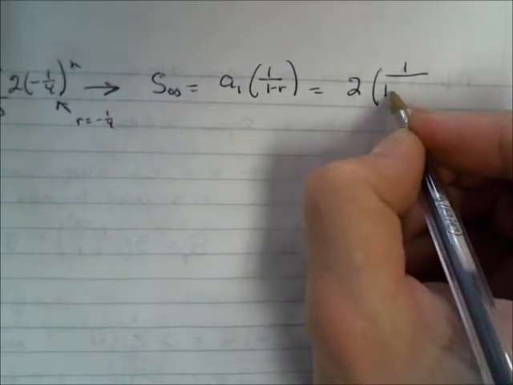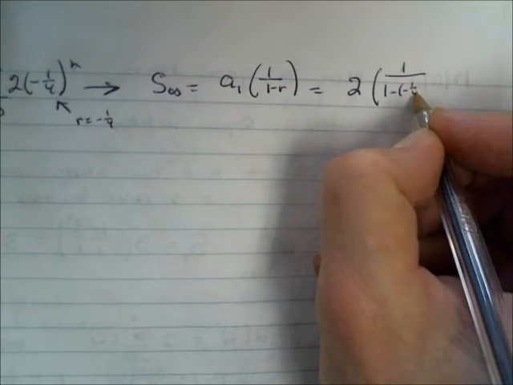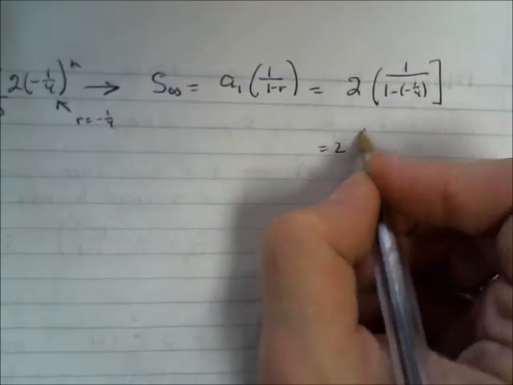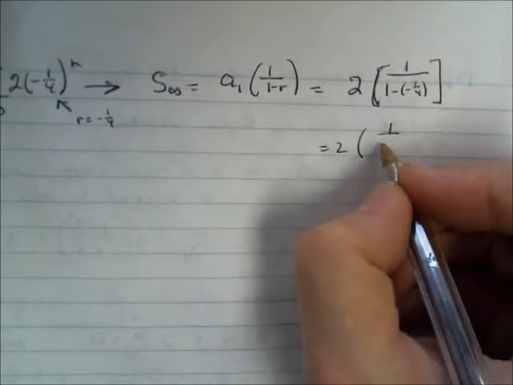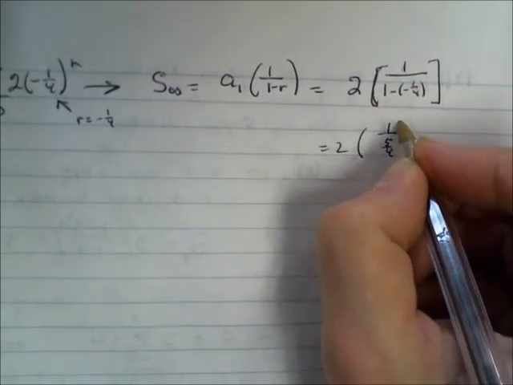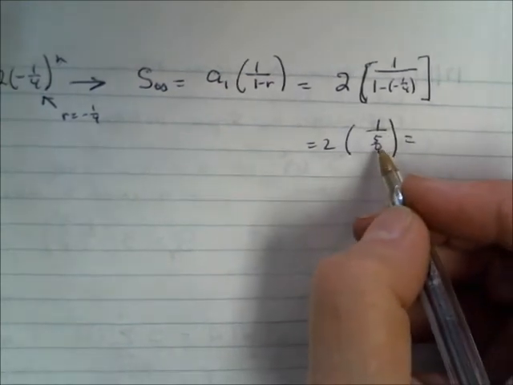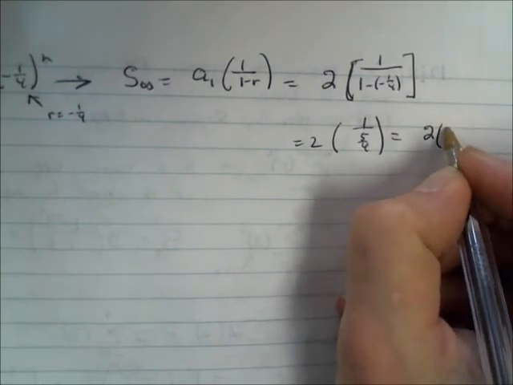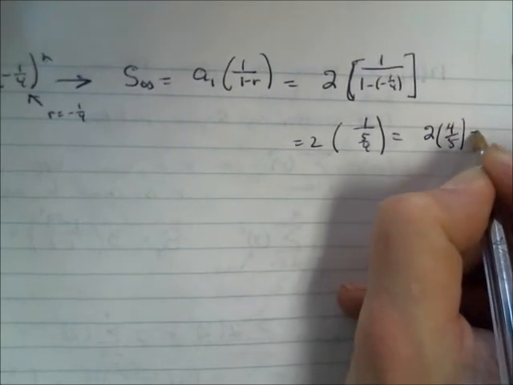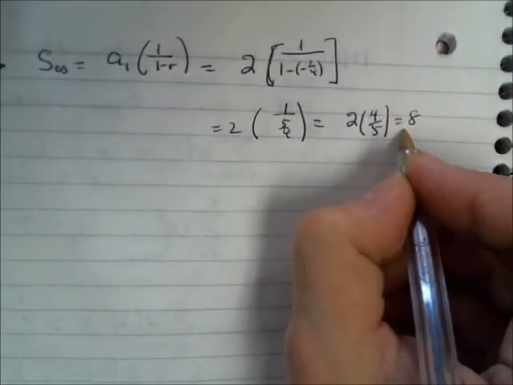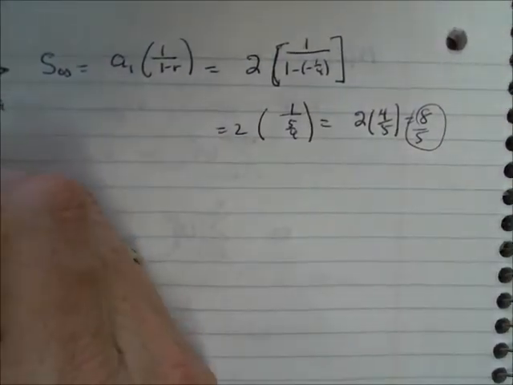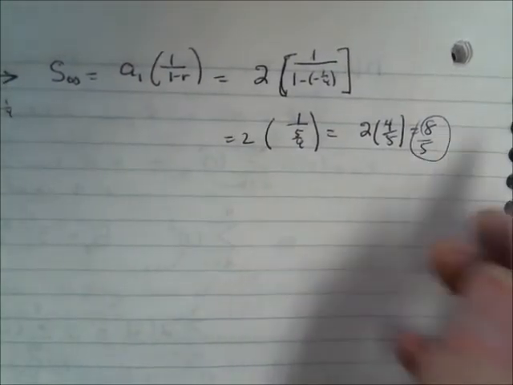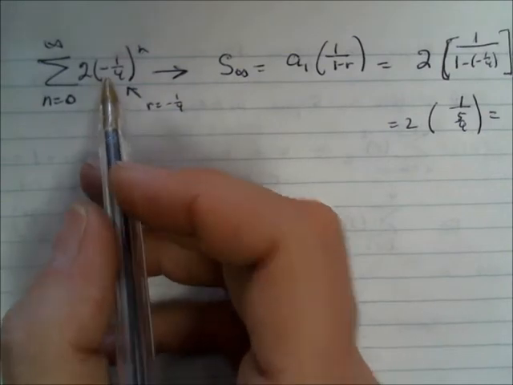multiplied by 1 over 1 minus a negative 1/4, which is 1 plus 1/4, which is 5/4. And if you divide by 5/4, it's the same thing as multiplying by 4/5. So this is 2 times 4/5, which is 8 over 5. So this infinite series actually converges to the number 8 over 5 because this r value is less than 1.